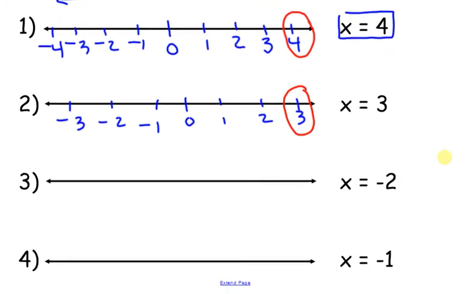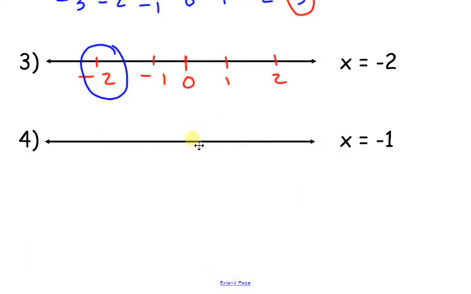All right, let's do another review. X equals negative 2. So again, I always want you to start in the middle with 0, and we're going to go 1, 2. And then let's go the other way. Negative 1, negative 2. So where is x equals negative 2? Right over here. And let's do one more. X equals negative 1. So we're going to start in the middle with 0, and we're going to go 1, and then the other way, negative 1. And where is x equals negative 1? Right here.